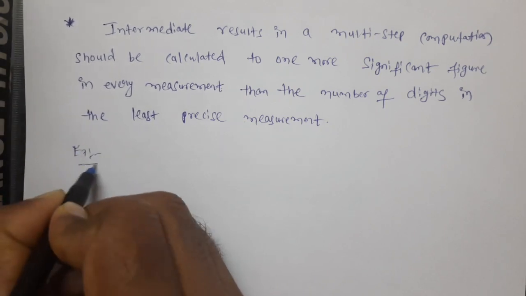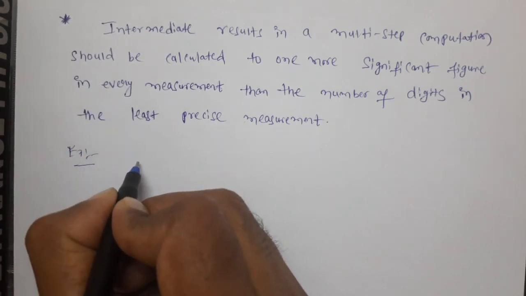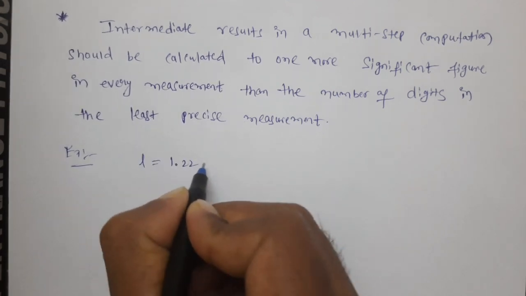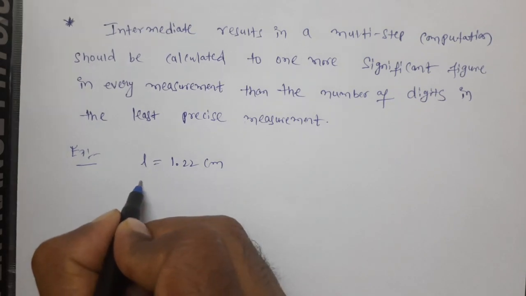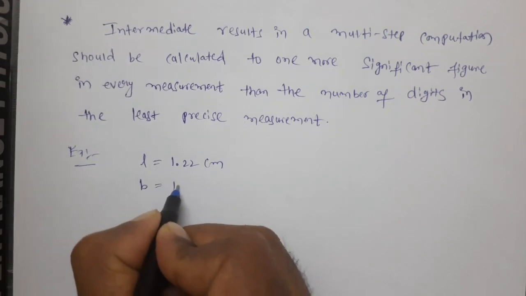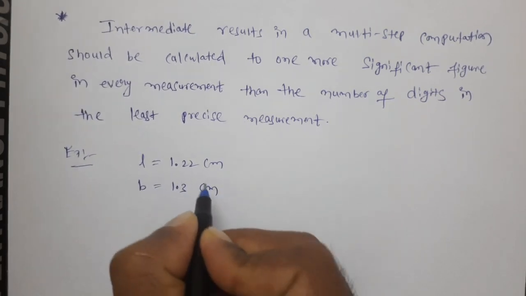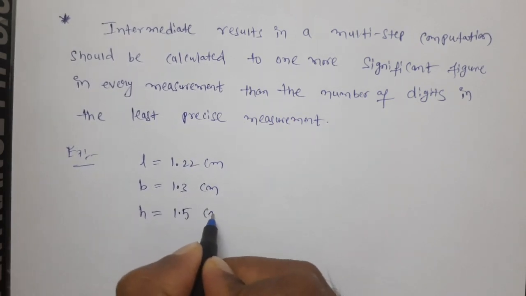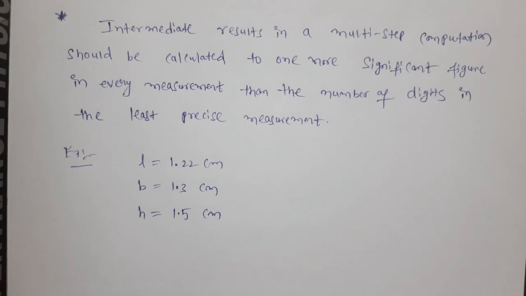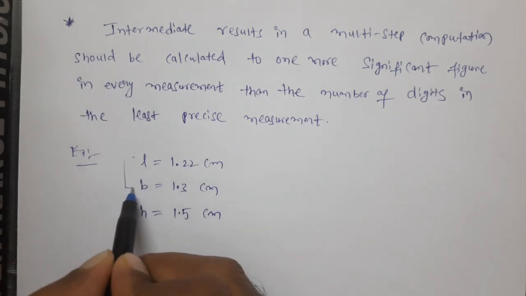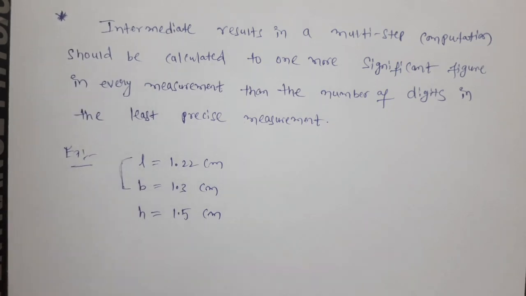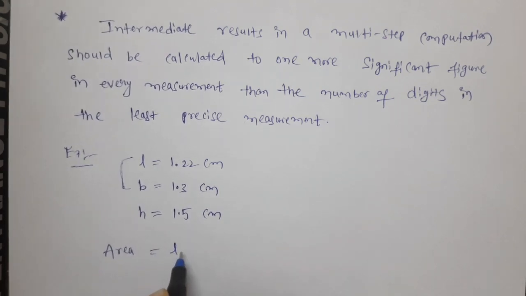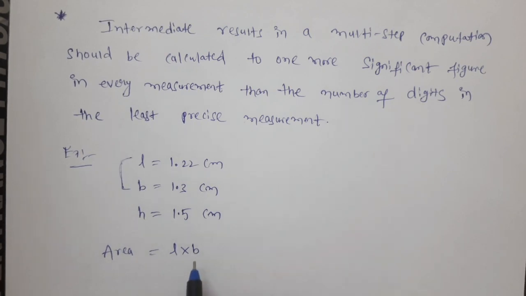Yes, we have a cuboid. Length is given as 1.22 centimeters, breadth is given as 1.3 centimeters, and height is given as 1.5 centimeters. Now, using this L and B, first I want to find the area of one face. How do you find it? L into B.